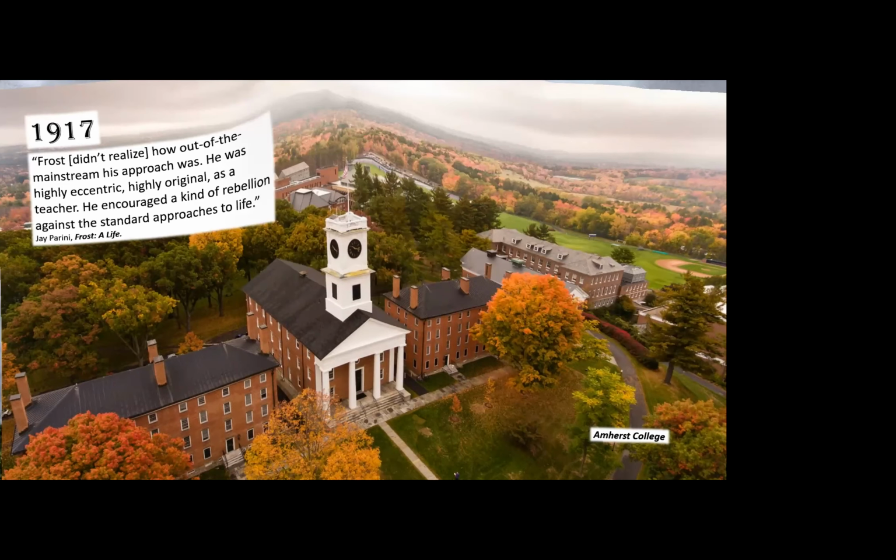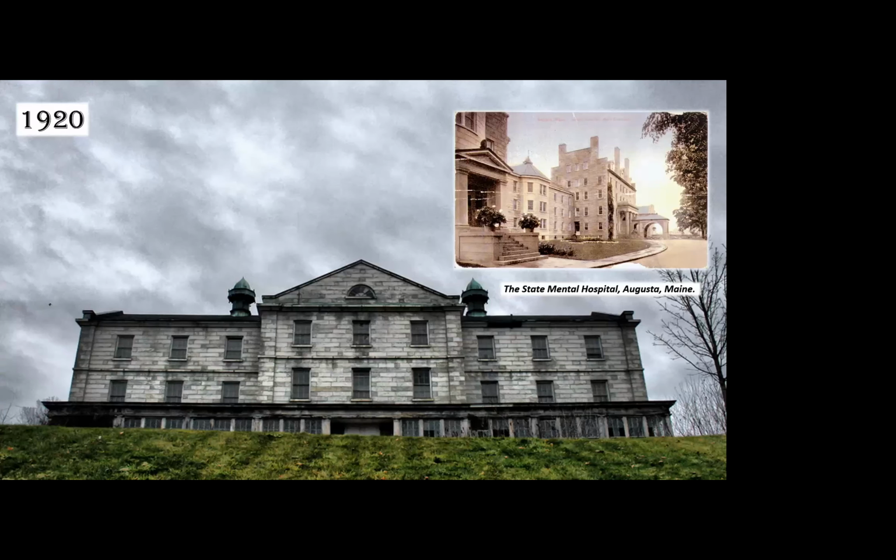Well, Frost sold his house in Franconia in 1920 and moved the family to South Shaftesbury, Vermont. However, he also had to commit his younger sister, Jeannie, to a mental institution in Augusta, Maine. See that on your screen. Once again, mental illness would become a troubling preoccupation for Frost.